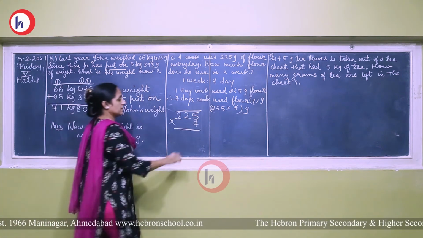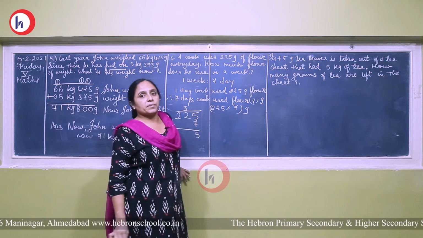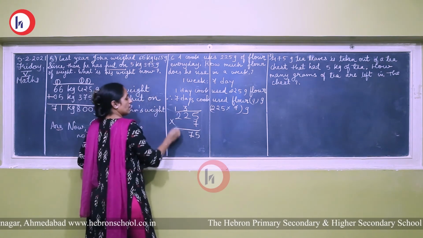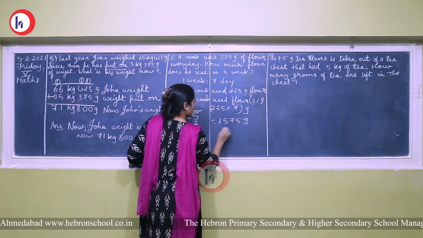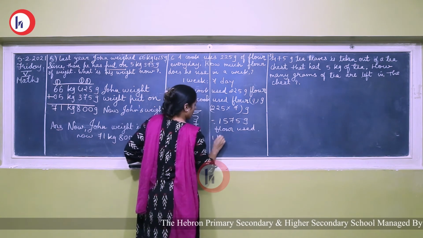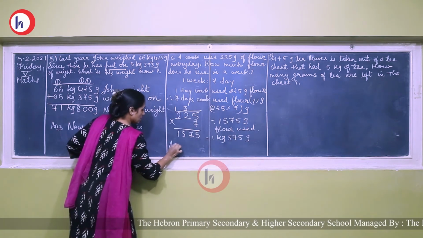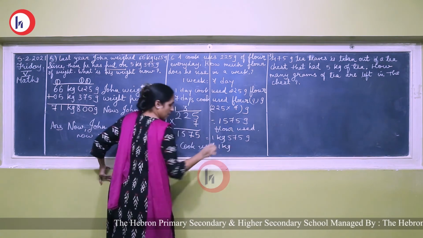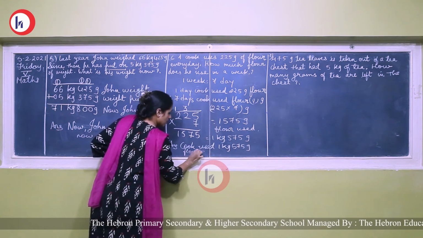Seven fives are 35. 5 down, 3 up. 7 twos are 14. 14 plus 3, 15, 16, 17. 7 down, 1 up. 7 twos are 14 plus 1, 15. 1575 gram flour used. We can also write 1 kilogram 575 gram. Answer. Cook used 1 kilogram 575 gram flour in a week.